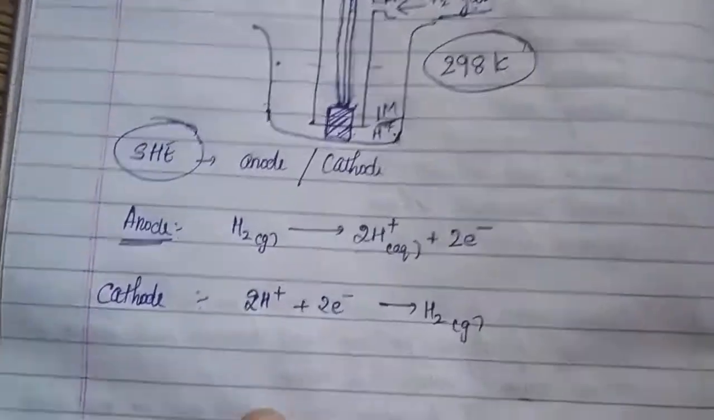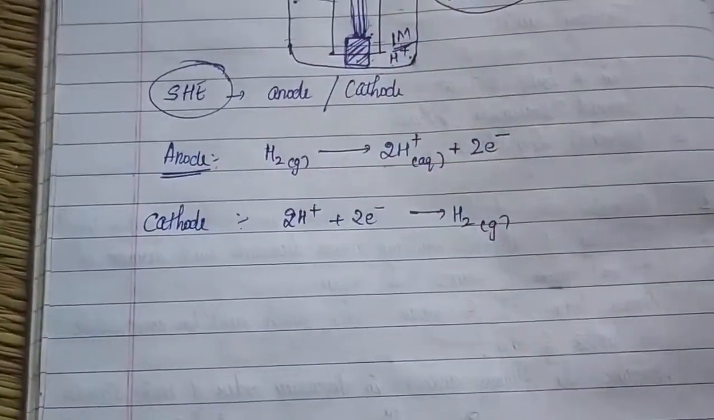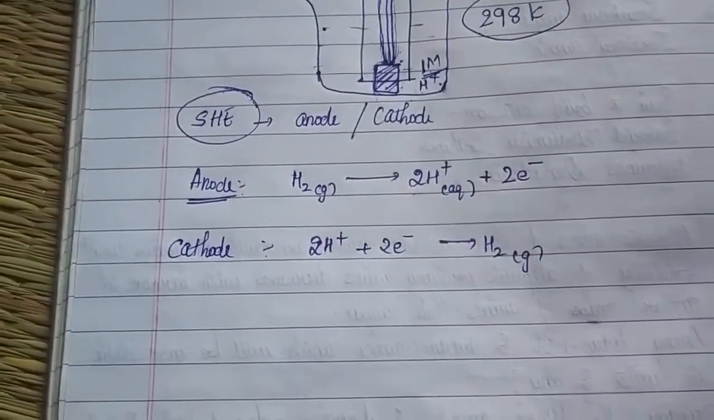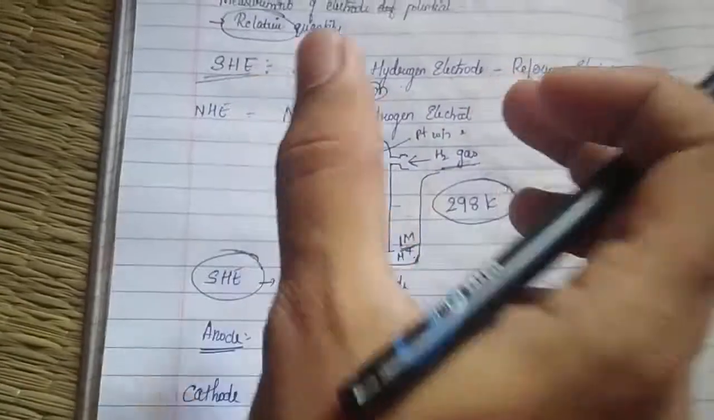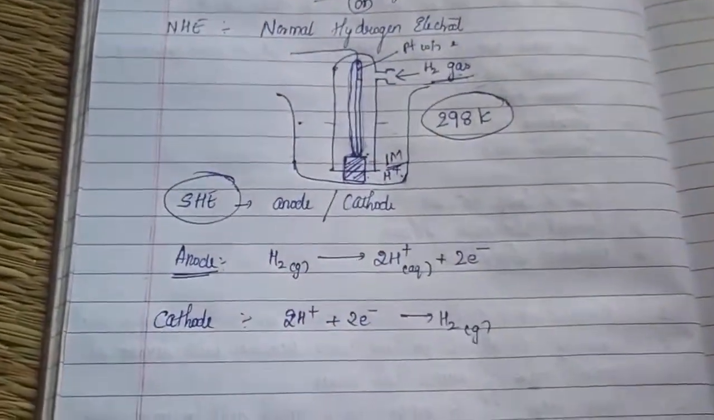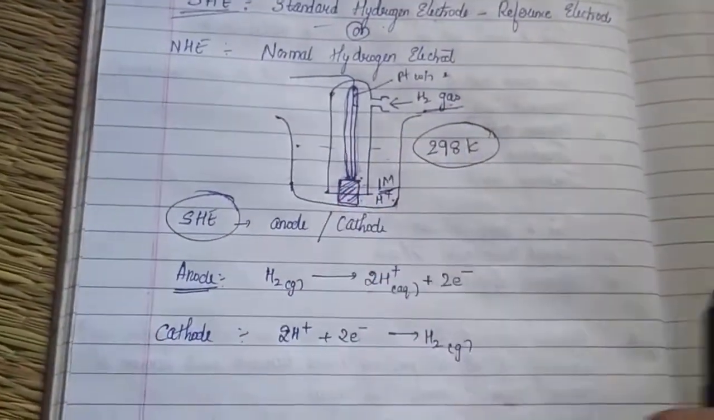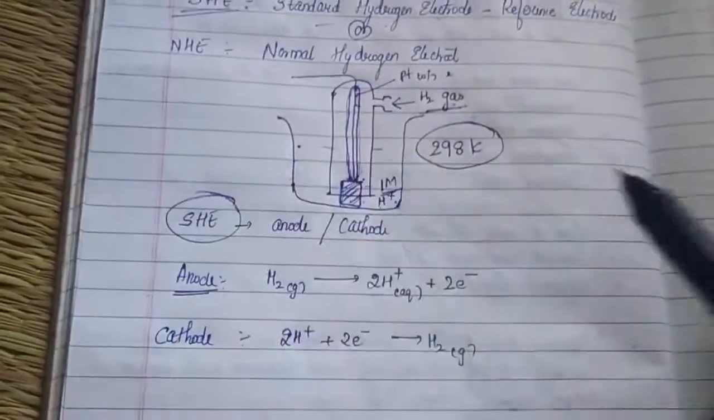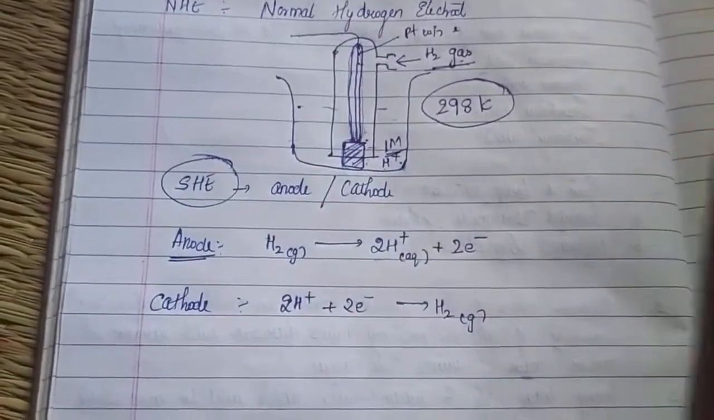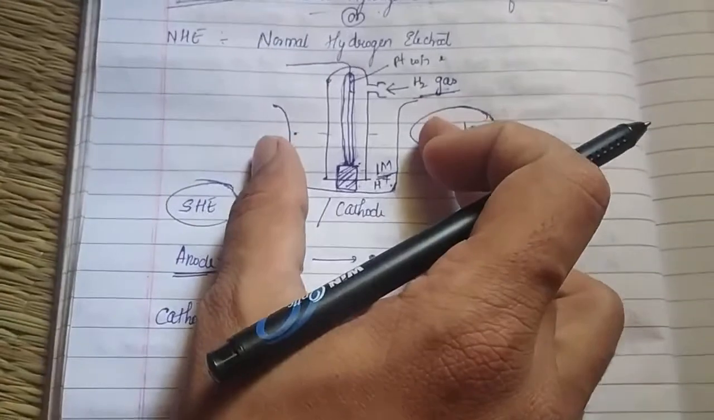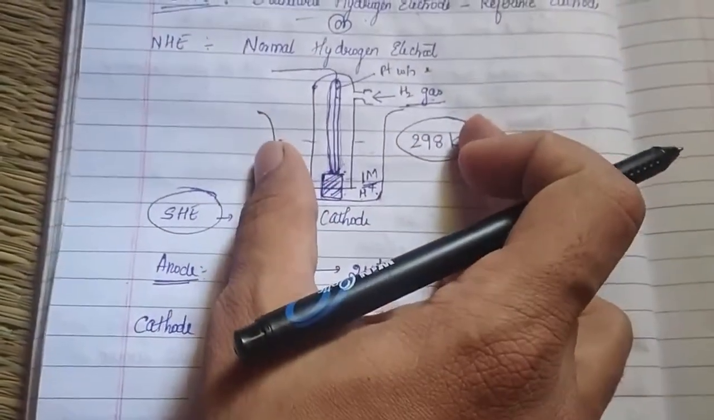Certain important things, of course, we know: how to write its cell representation, or symbolically, instead of writing this setup again and again. In the exam you have to write the cell without drawing the figure. Okay, you have to draw the figure also, and give the cell representation too. So that is the reason I have given you the clear picture of how your SHE looks.